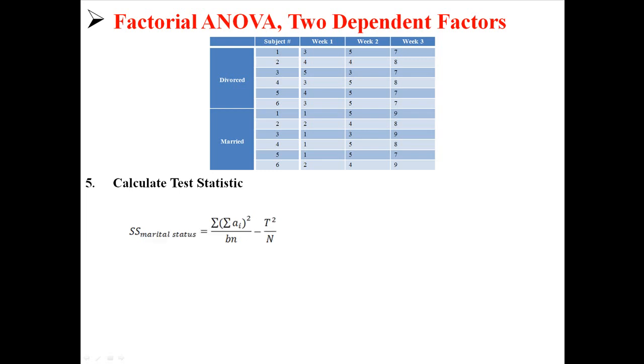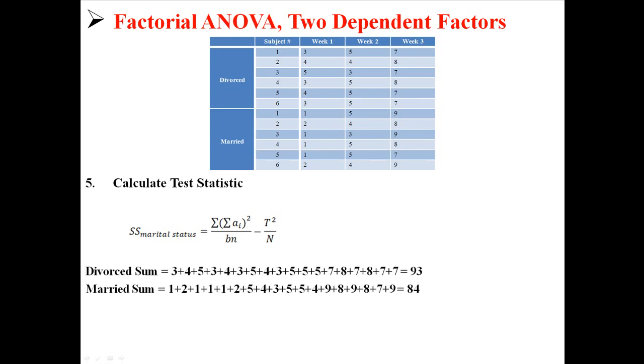First, we're going to do marital status. That should look pretty similar to what we've done before with our other factorial ANOVAs. What we're going to do is take the sums at each level of A. So adding together all the scores at divorced will give us 93. Adding together all the scores at married will give us 84. And that's going to go on the top of the equation.